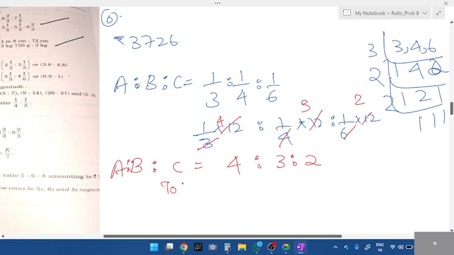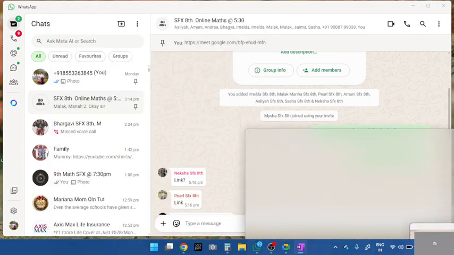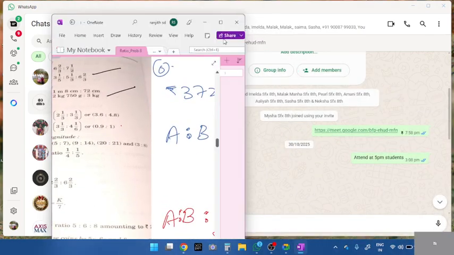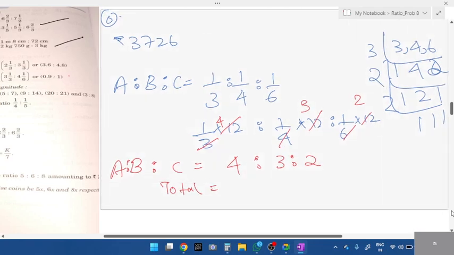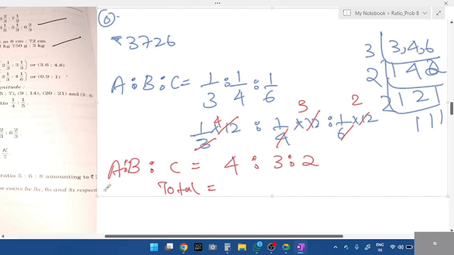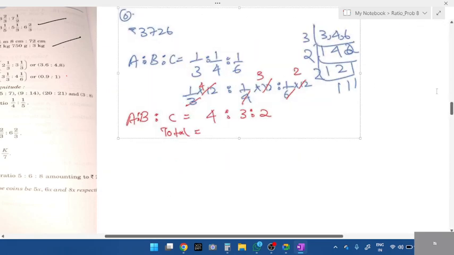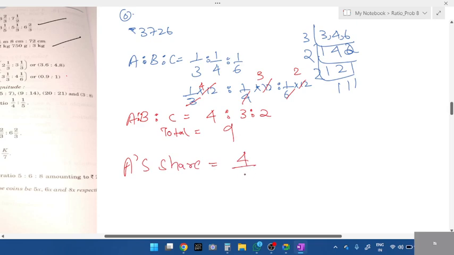Then below that, what is the total value? Total ratio is equals to 9. Then what is A share? How do you calculate A share, students? Convert numerator by denominator. What is A's value? 4 divided by 9 into the total. Calculate A's, B's and C's share. Complete this, students.